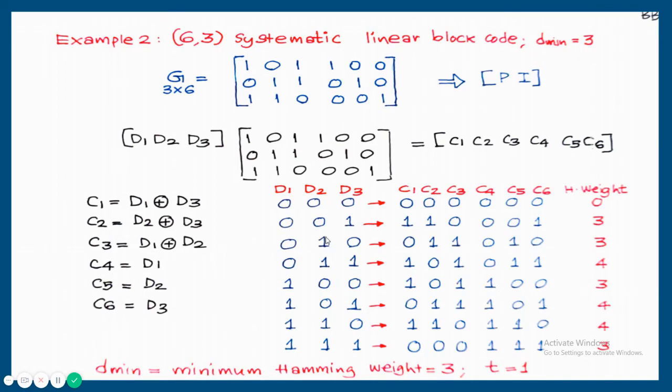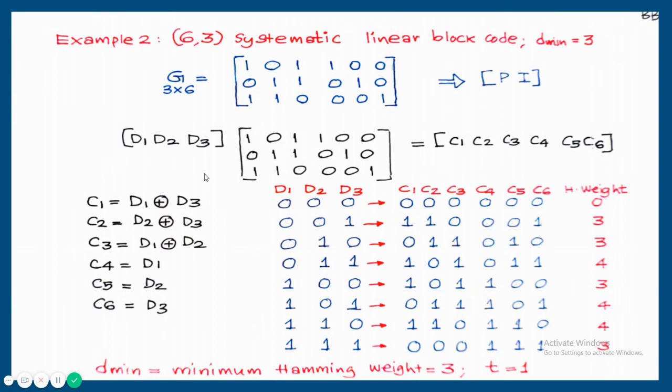The last combination 1, 1, 1 gives the answer by XOR of the first row, second row and third row. The answer is 0, 0, 0, 1, 1, 1. You can verify in all the answers, the rightmost 3 bits are data bits, the leftmost 3 bits are parity bits.